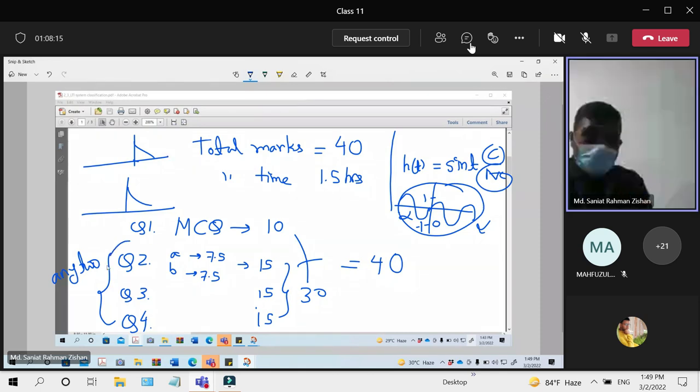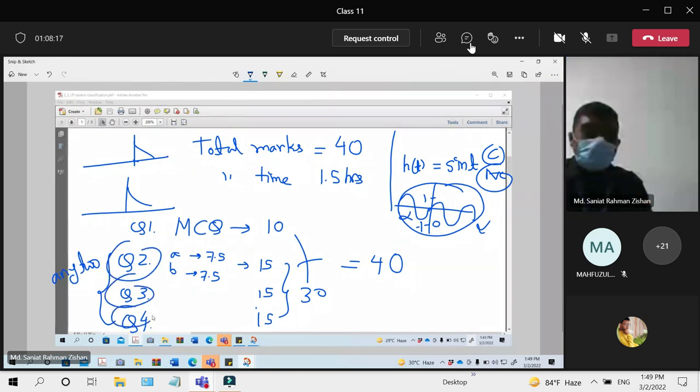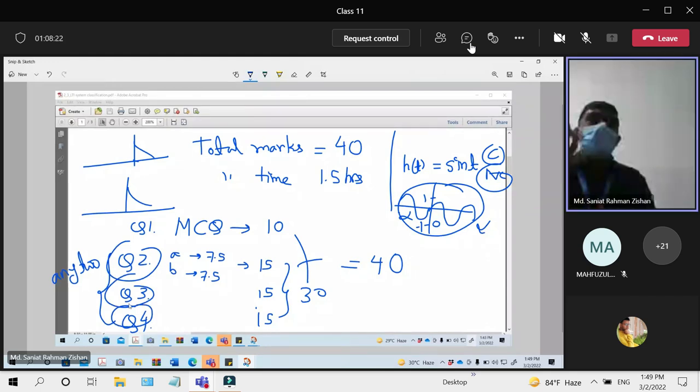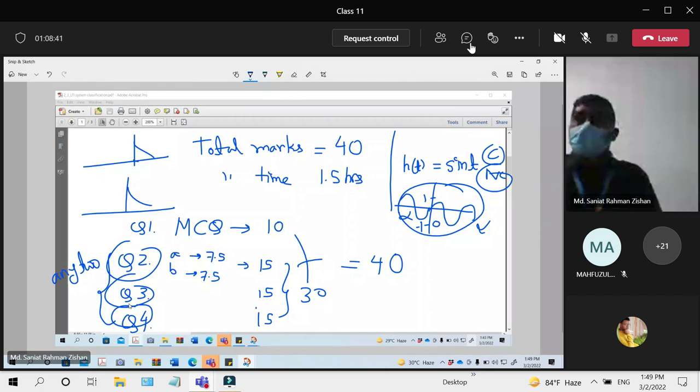Question 2, 3, and 4. These three are totally mathematical. Totally means totally mathematical. Questions 2, 3, and 4 will be similar to your quiz 1. It will be similar to what we did in class. Nothing outside of that, almost similar, almost the same thing.